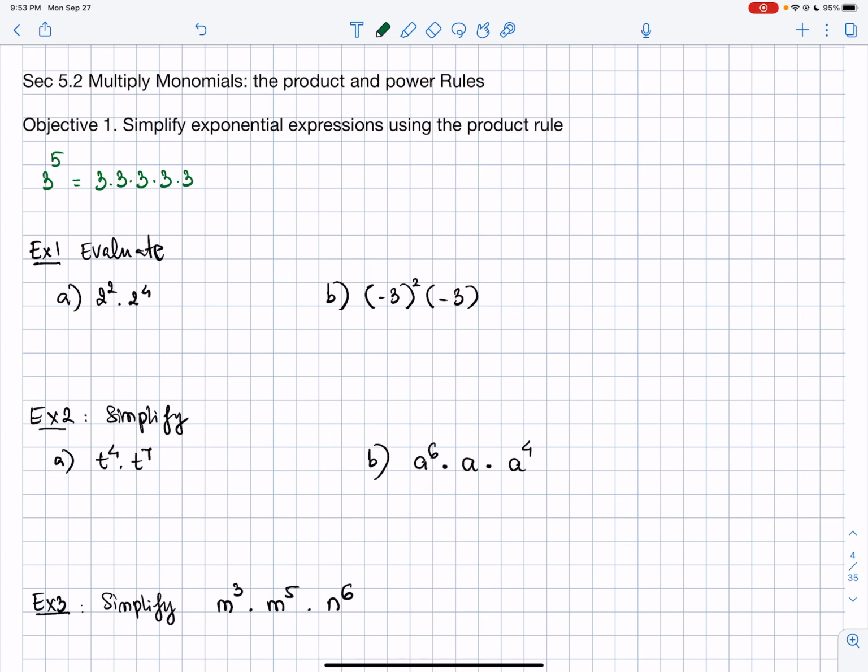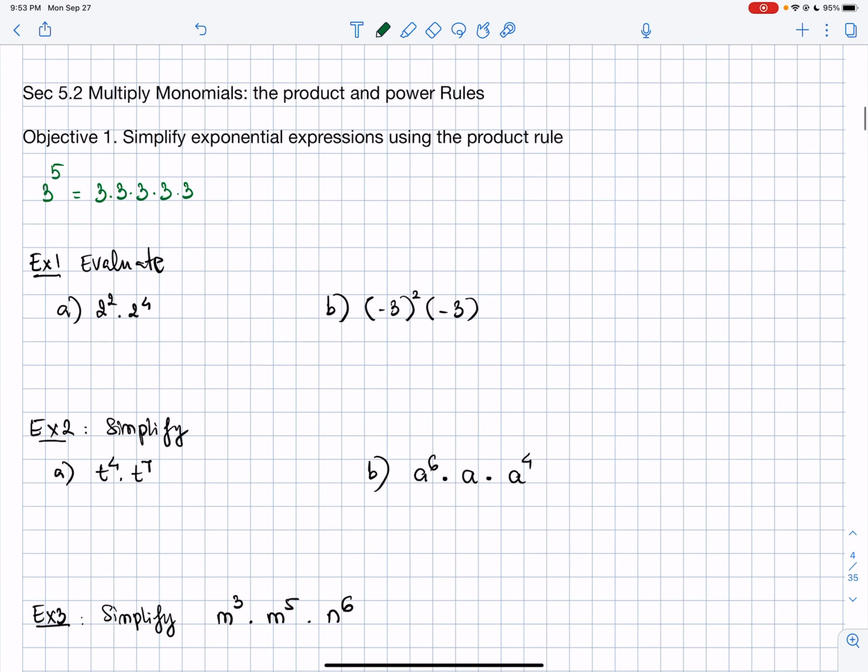Now what if I have the product rule? That means if I have x to the 3rd power times the same thing but with a different exponent, like x to the 2nd power, what is the answer? When I see the multiplication between them, should I multiply the x and the x, and then multiply the 3 and the 2? To answer that question, let's go ahead and list this out.